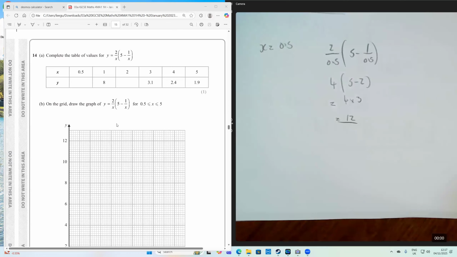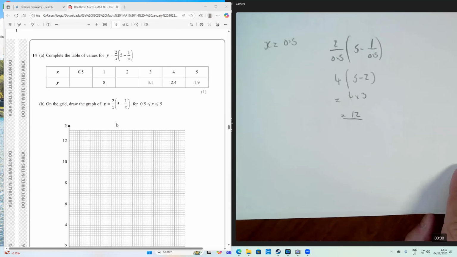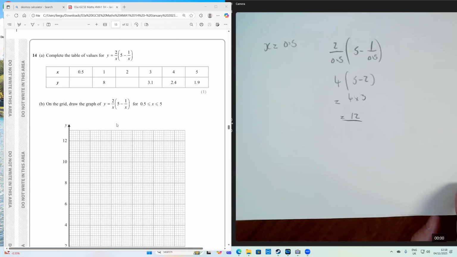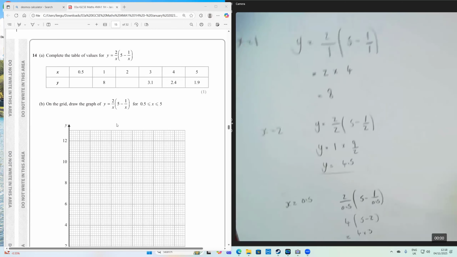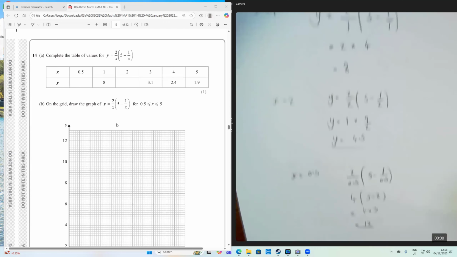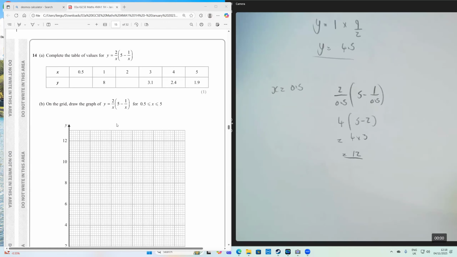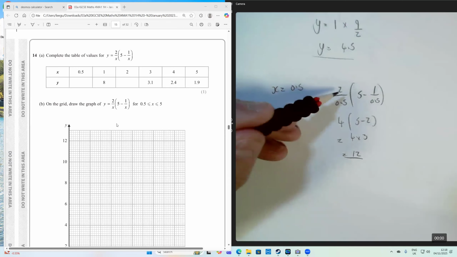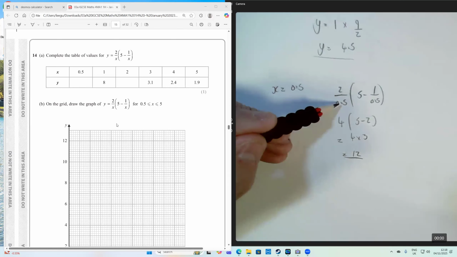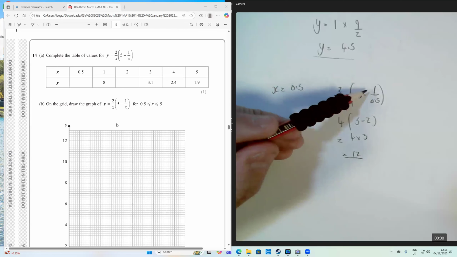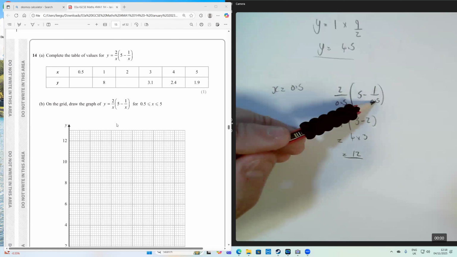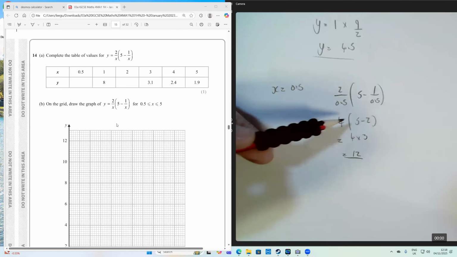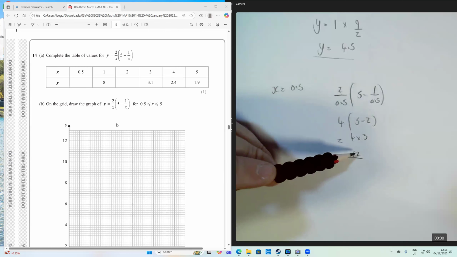Okay, question 14. It says the table of values of y is equal to that. Okay, and it wants us to fill in the table. So first, the first blank is we've got 0.5. So we've got 2 over 0.5 times by 5 minus 1 over 0.5. And 2 divided by a half is the same as 2 times by 2. So that's going to be 4. And 5 minus 1 over a half is the same as 5 minus 2. So that's 3. So it's going to be 4 times 3. So that value is going to be 12 there.